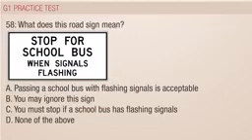Answer C. This is a bicycle crossing ahead road sign. Question 58. What does this road sign mean? A. Passing a school bus with flashing signals is acceptable. B. You may ignore this sign. C. You must stop if a school bus has flashing signals. D. None of the above.